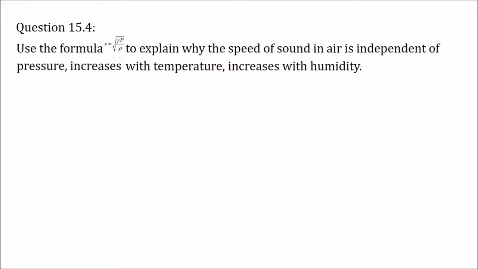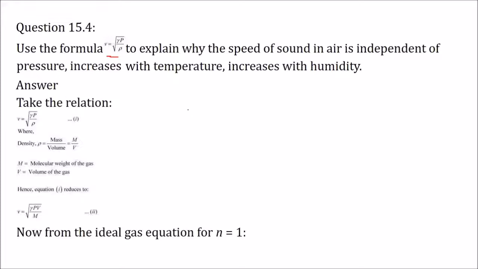Use the formula to explain why the speed of sound in air is independent of pressure, increases with volume, increases with humidity. So the scenario is this: V has gamma, P and rho, pressure, density, gamma.